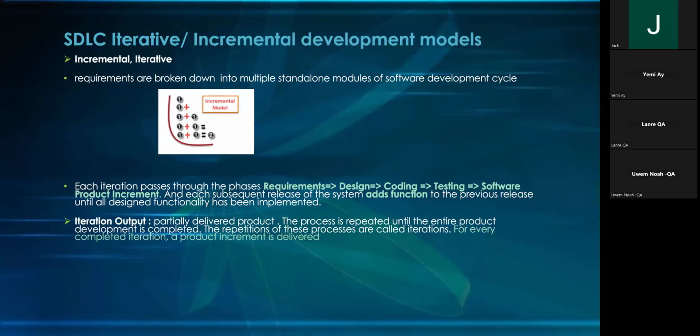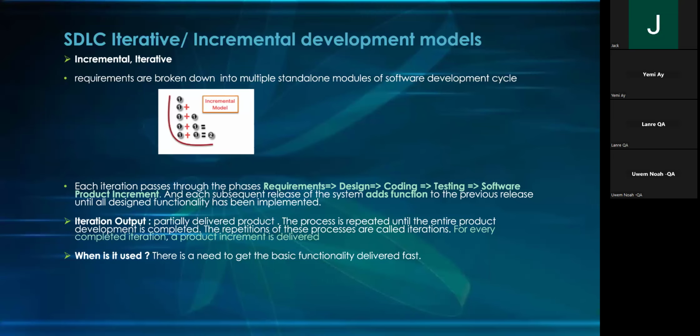Now we want to take search functionality. We'll do the requirements, the design, the coding, the testing. The next thing is the second iteration. So we've added more things. So that's the way the iteration is until you get to the n number of iterations. It depends on how many sprints you have. For every completed iteration, a product increment is delivered. When is it used? There is a need to get a basic functionality delivered faster. That's when you use this model.